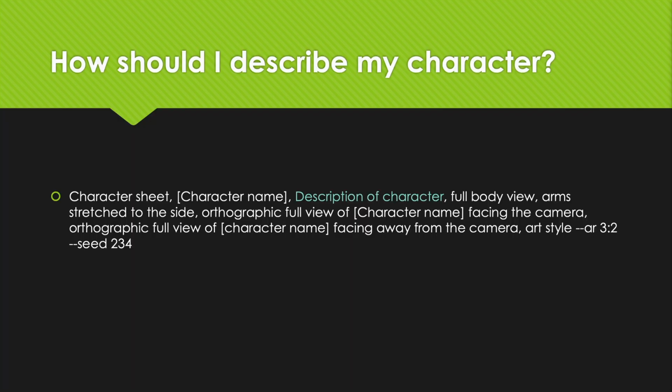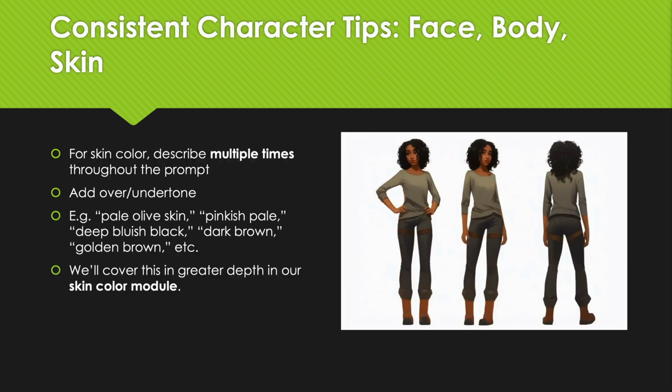Now the description of the character is this part right here that's in teal color in your character sheet. You may be wondering, how do I do that? What kind of information should I add? What's important? Well, let's just go over the basics. To get a consistent character, you want to have face, body, and skin.